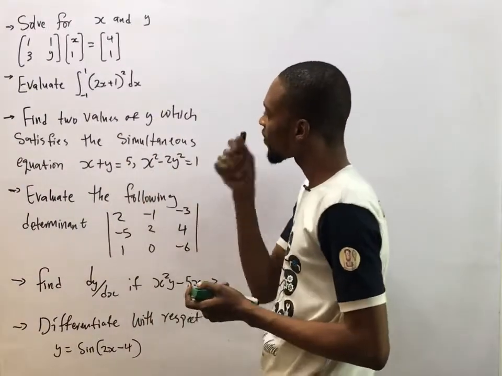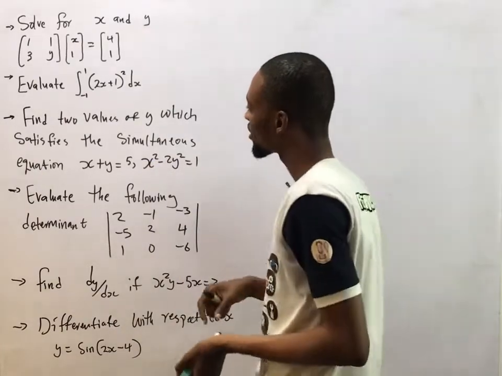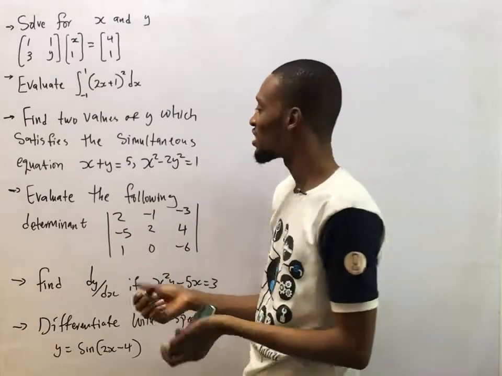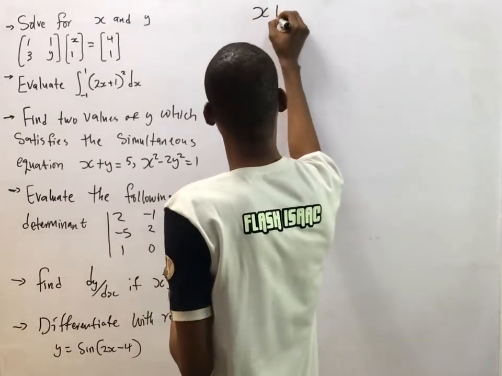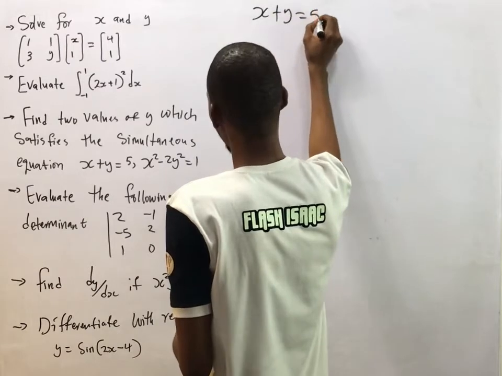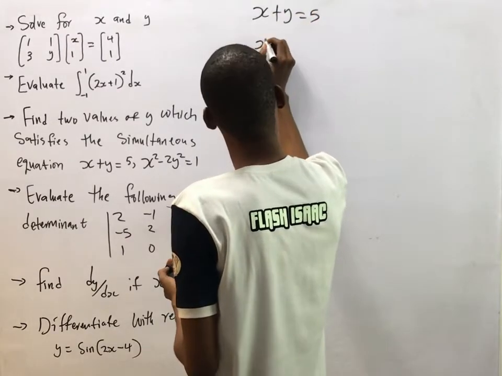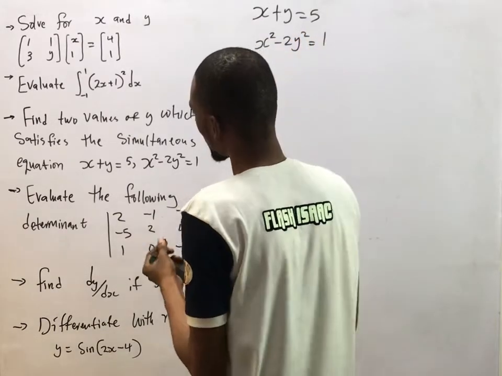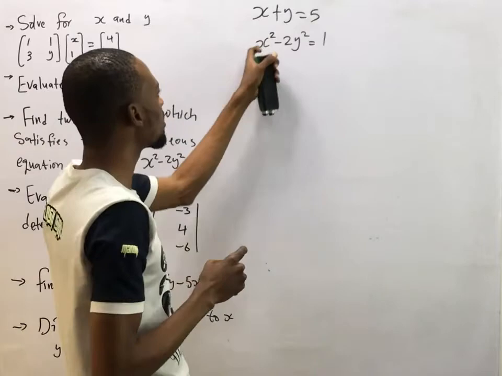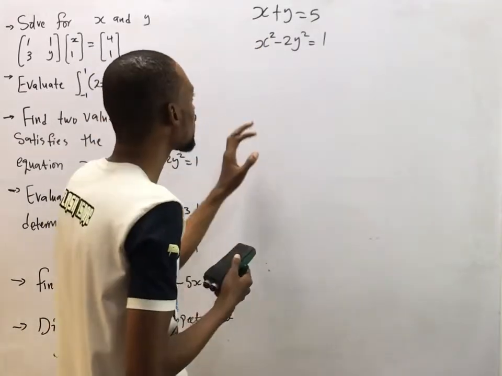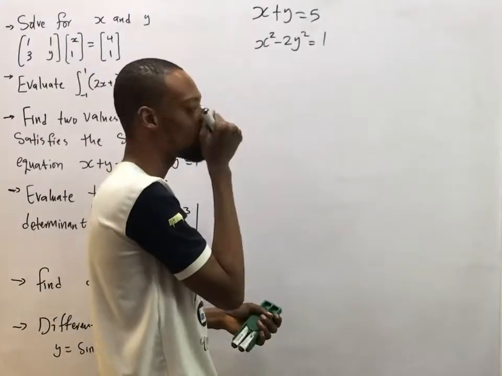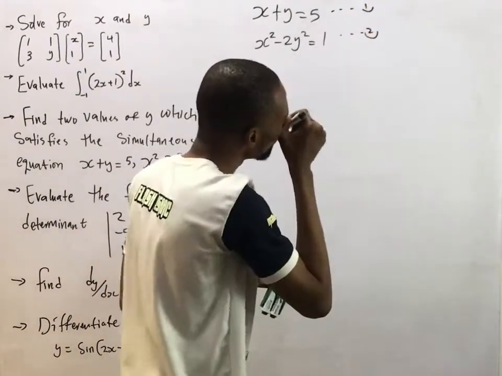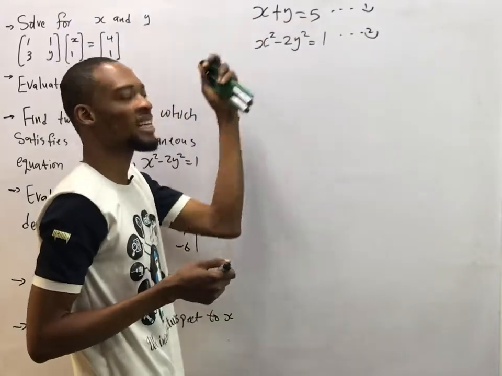This question says find two values of y which satisfies the simultaneous equation. Leave the grammar. This is simply solve the simultaneous equation: s plus y is equal to 5 and s squared minus 2y squared is equal to 1. So now, if you look at this simultaneous equation, it's not like the normal simultaneous equation. Solving this, let's start by numbering the equation 1 and 2. So let's make s subject of the formula.